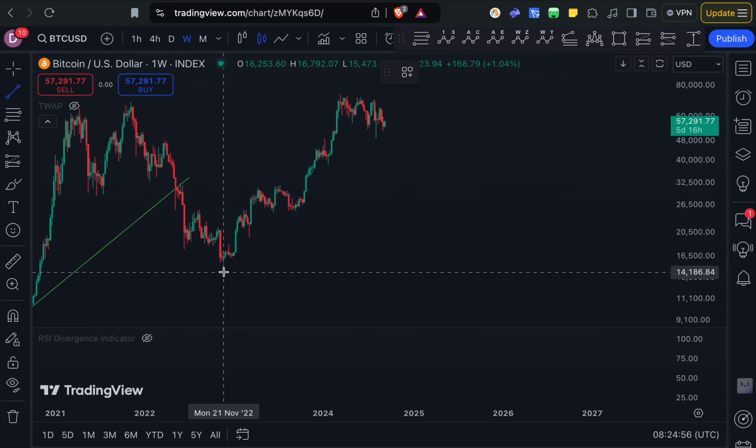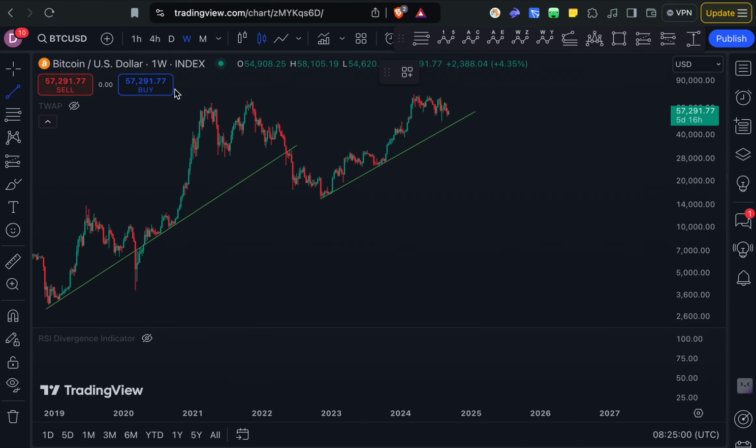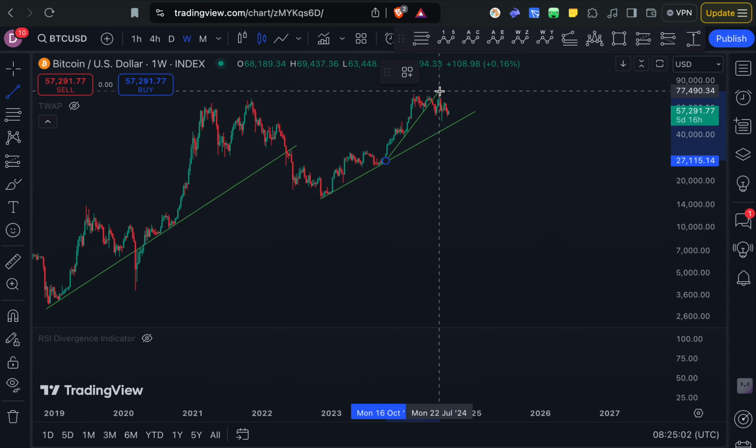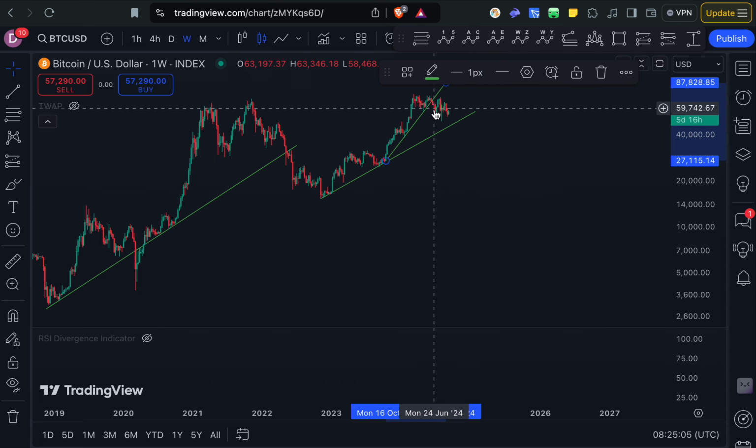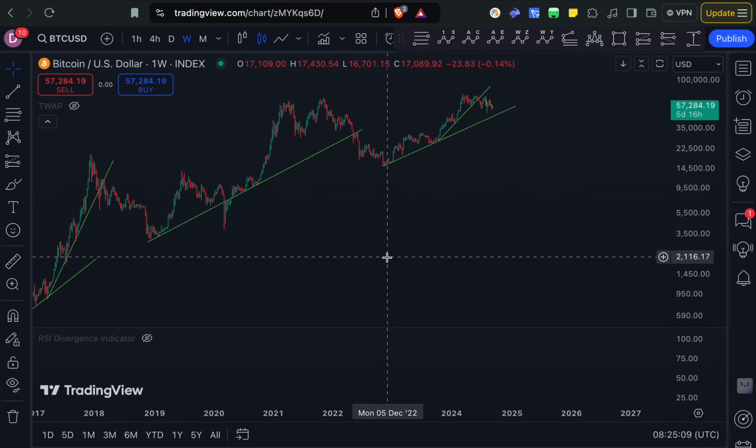Recently, we had a similar situation. So we had this normal market here, and then we had this acceleration, and then we went to the downside, and we had a pullback. So it happened just recently, not too long ago as well.